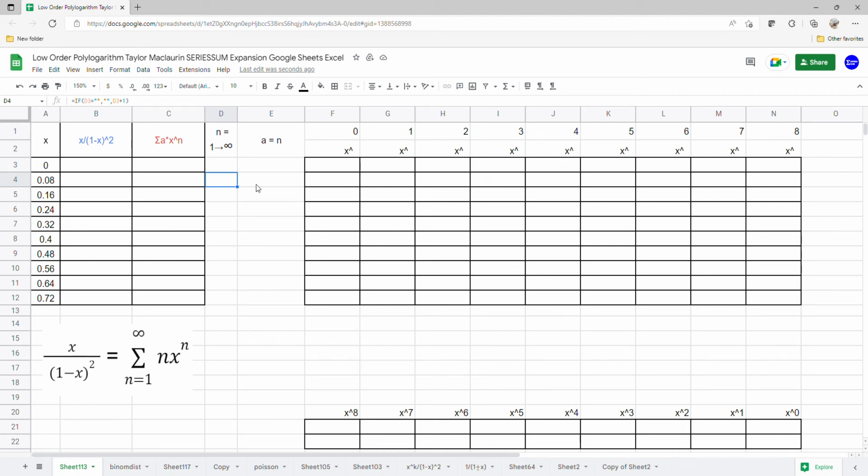In this video, we'll generate the Taylor-Maclaurin series sum expansion of the low-order polylogarithm of x over 1 minus x squared. We begin with the data set. So array formula of the x values divided by the quantity 1 minus x raised to the power 2.